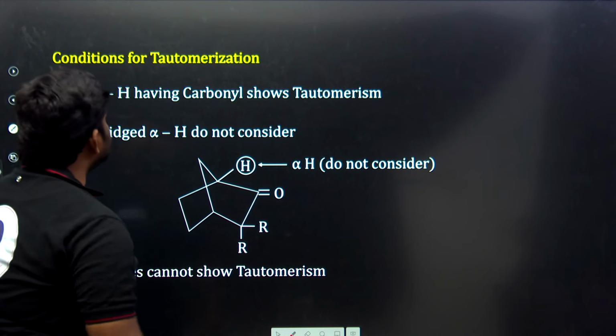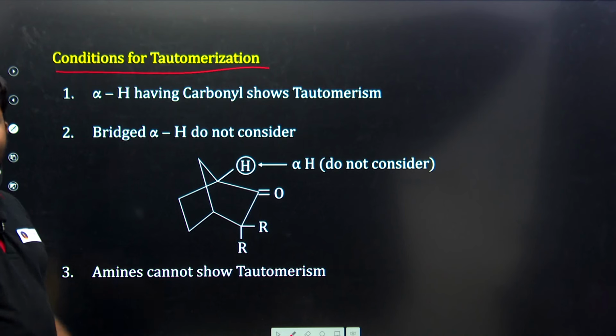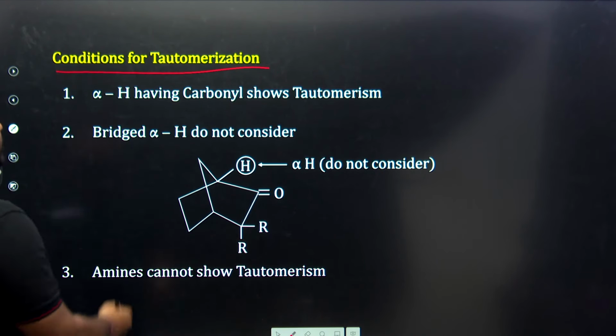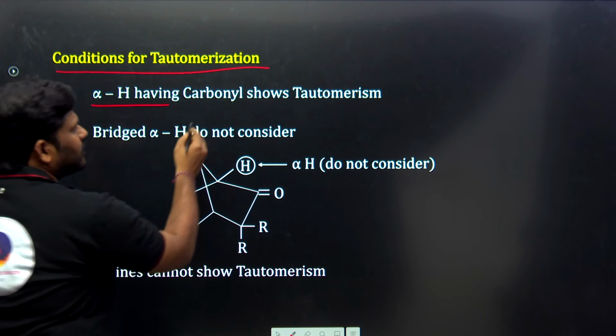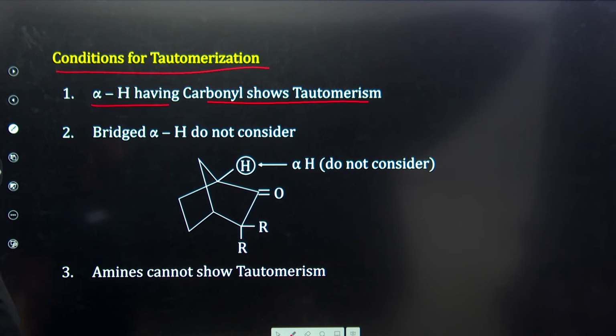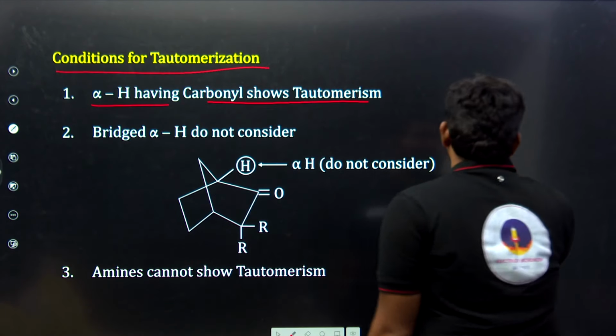So, the conditions for tautomerism, the essential conditions to show tautomeric pairs. The first one: a carbonyl having alpha hydrogen shows tautomerism. First one is what? Alpha hydrogen carbonyl. Sir, what is alpha hydrogen, sir? What is meant by alpha hydrogen, sir?